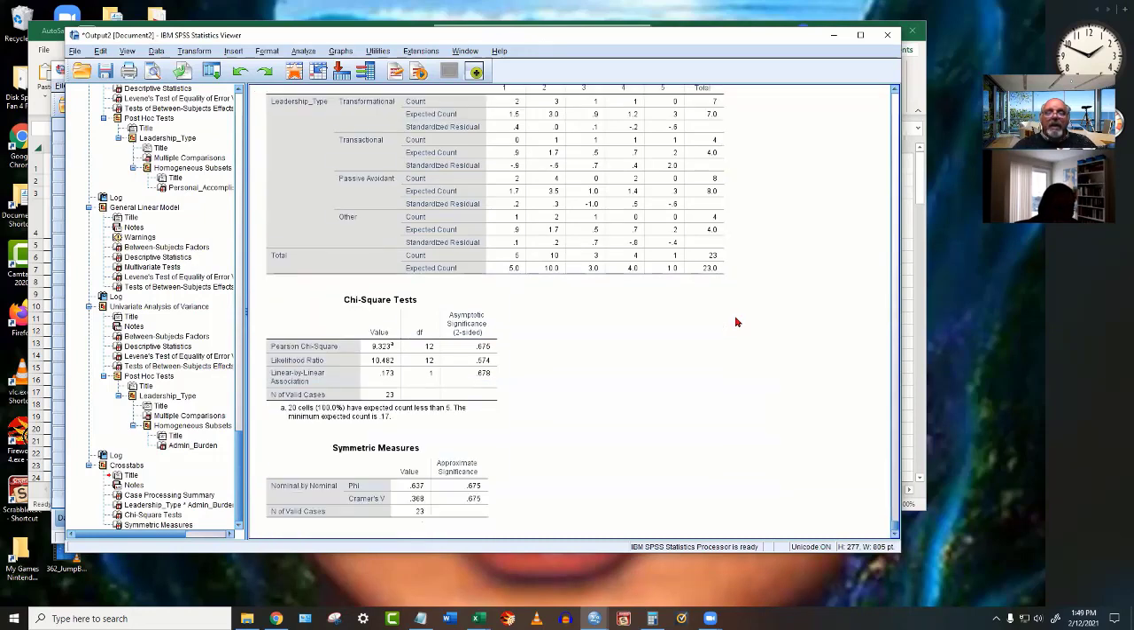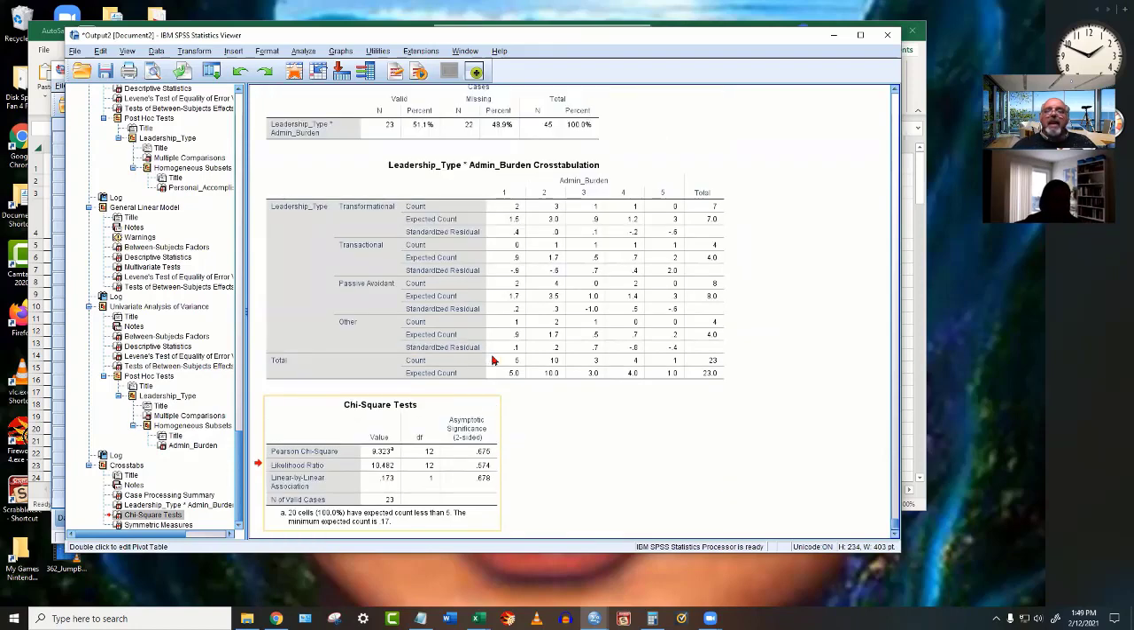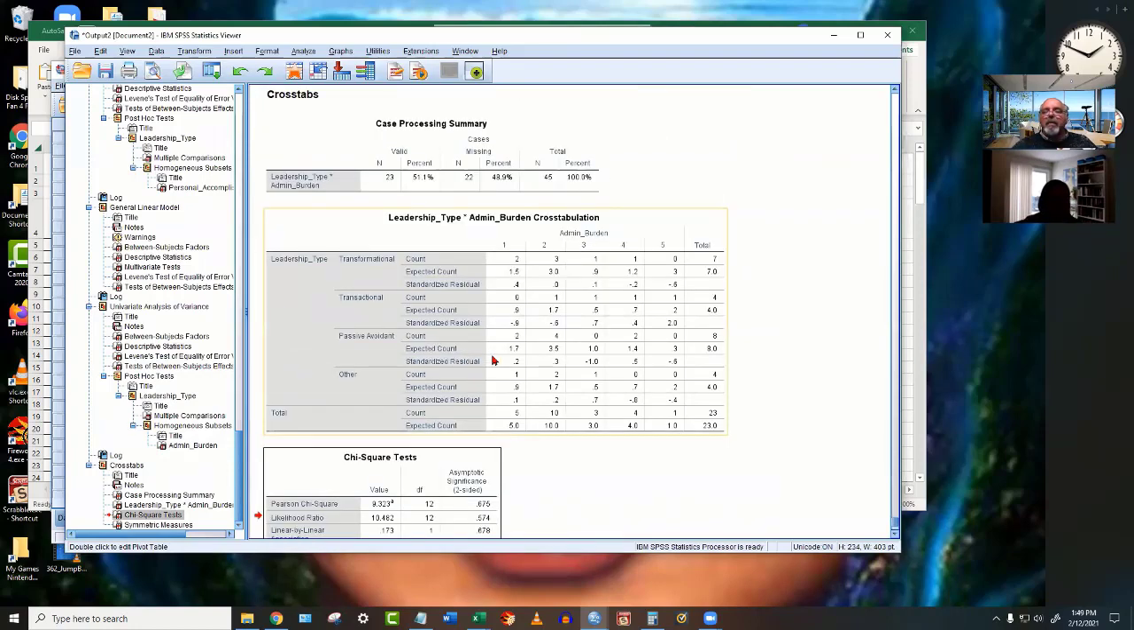But what we're going to look at is this number right here. And because it's not less than 0.05, there ain't nothing going on. So in other words, their leadership type has nothing to do with their administrative burden.